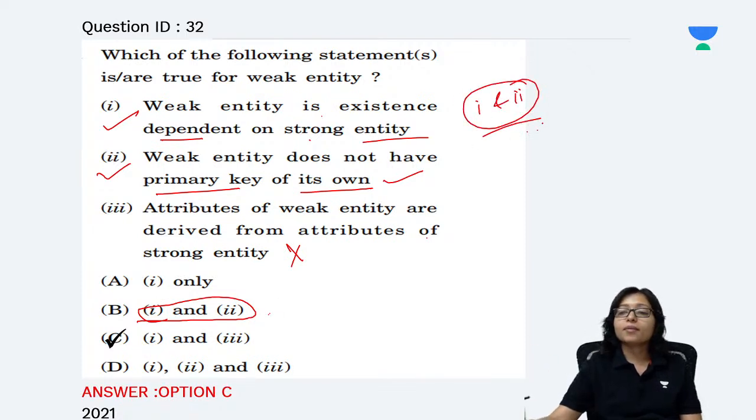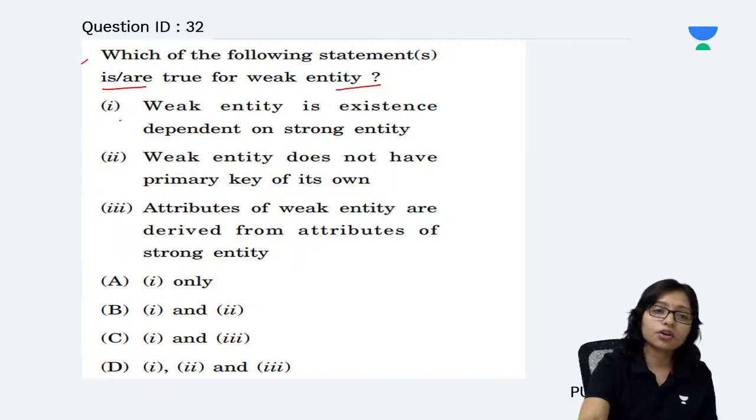Normally we take the answer from the official key, but here at the time of discussion I am telling you the correct answer. As per my knowledge, I think this is correct because option 1 and option 2 should be correct.